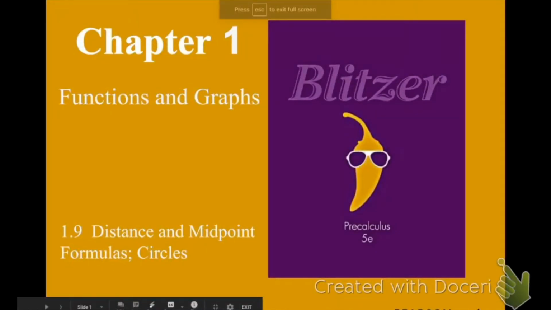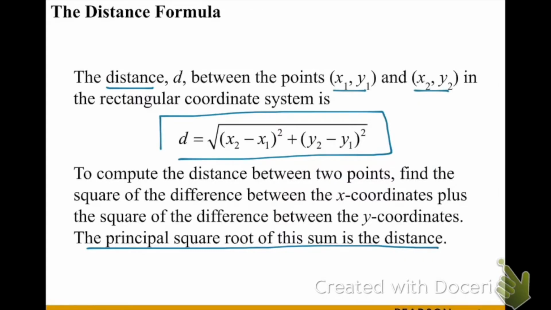Pre-Calculus, Lesson 1.9, Distance and Midpoint Formulas, and Circles. This unit we've really been focusing on functions and their graphs. In this case, though, we also want to make sure that we touch on another very important graph, in this case, the circle. But before we get to that, we need to review a couple of concepts from geometry.